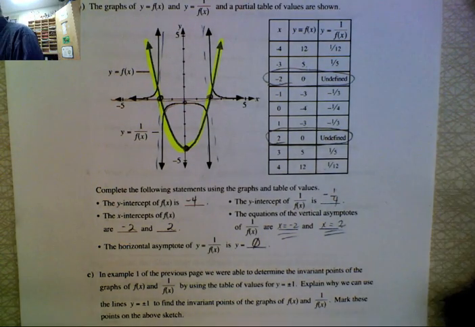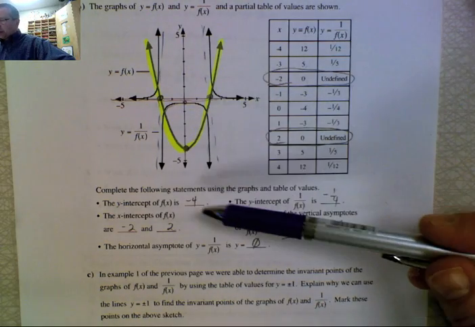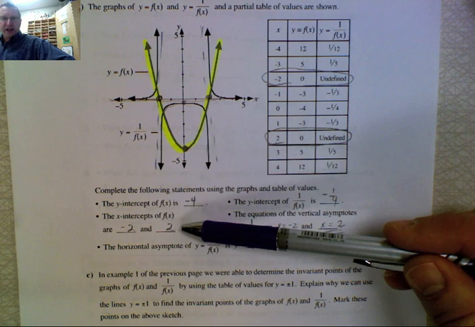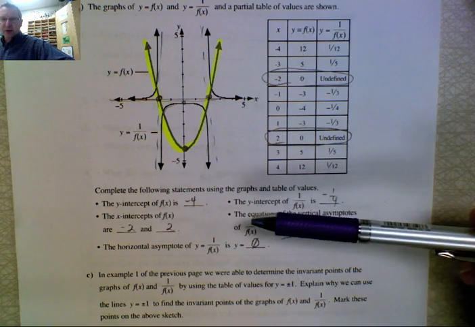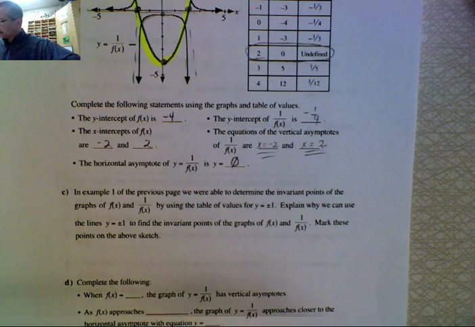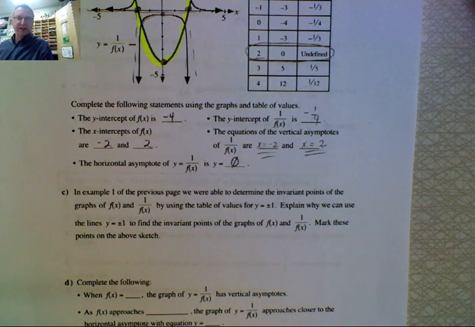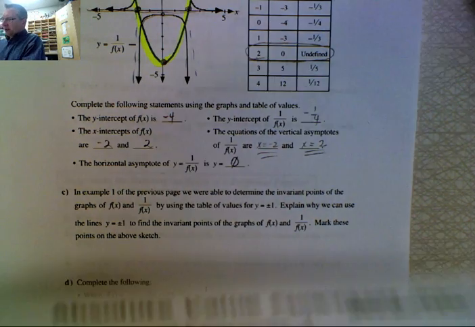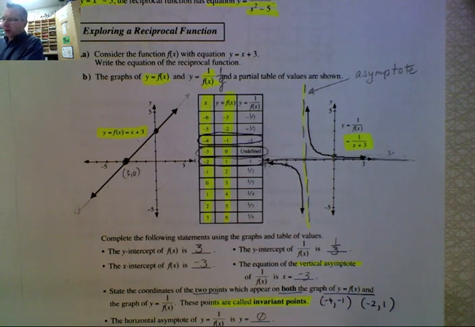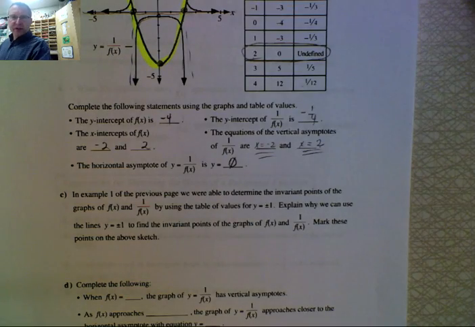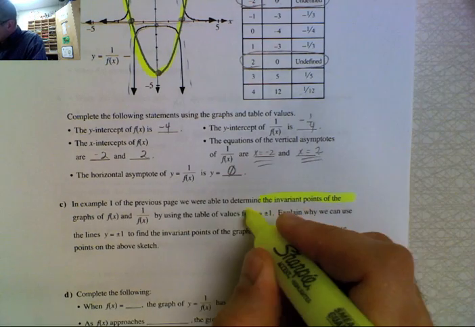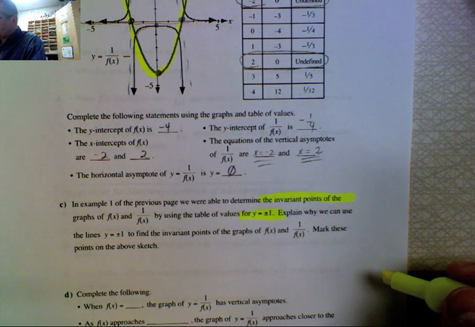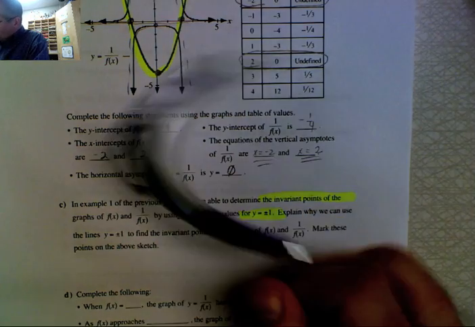So, again, we've looked at key points. We've looked at y-intercepts. We've looked at x-intercepts. Those have helped us identify asymptotes in our equation. Now, we haven't talked about invariant points. We're going to do that a little bit in this part C. It says, in example 1 in the previous page. So that was this example here, the one where we had the line and we had the two curves. It says we were able to determine the invariant points by using the values at positive and -1 on our table of values. And that's where y was positive and -1.